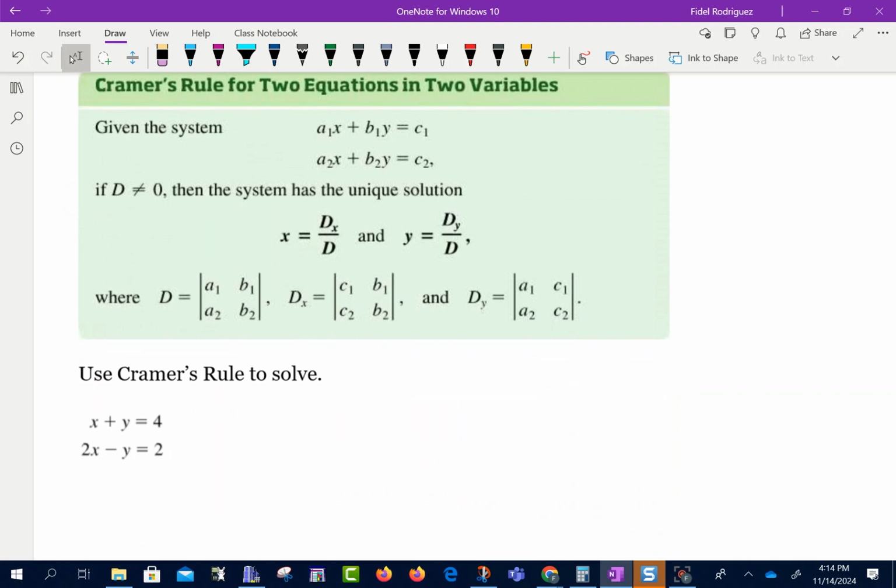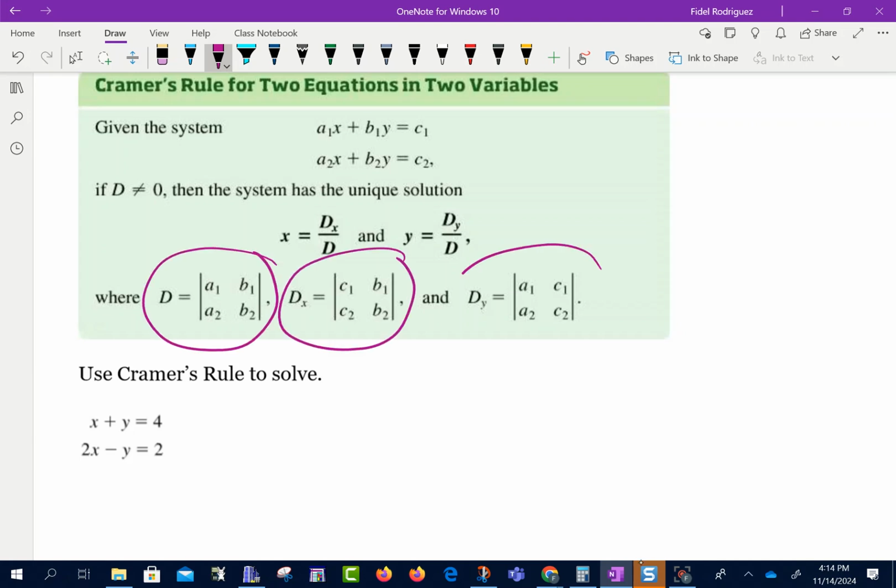Cramer's rule is just another way to solve systems of equations, okay? And what Cramer's rule involves, y'all, it involves us finding determinants, okay? So, y'all, the first thing we're going to do is we're going to figure out what are these determinants really asking me to do, okay? So, y'all, I want you to notice something. When we have our system of equations here, the A numbers are the numbers in front of the X, the B numbers are the numbers in front of the Y, and the C numbers are the numbers that are on the other side of the equal sign, okay?